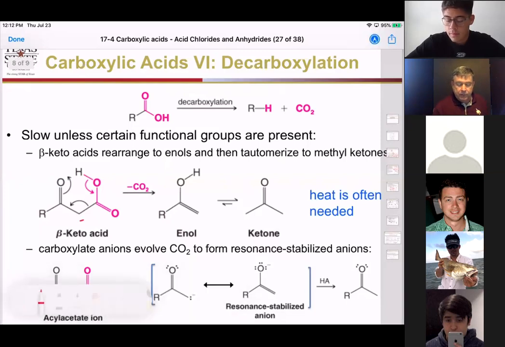So the first carbon over here is called the alpha position, and then this is the beta position right here, because it's the first carbon over and the second carbon over.